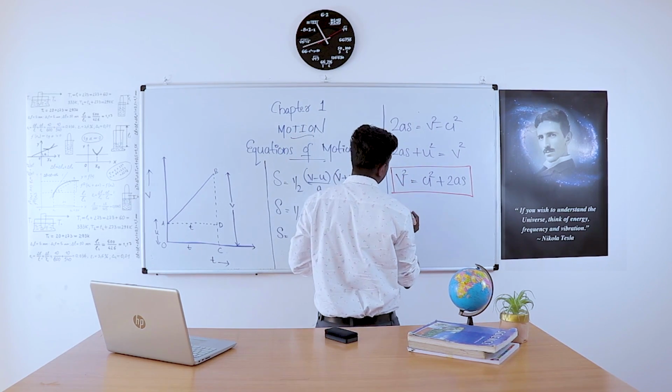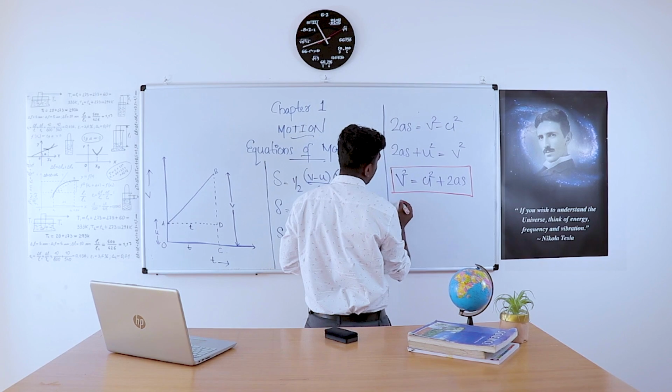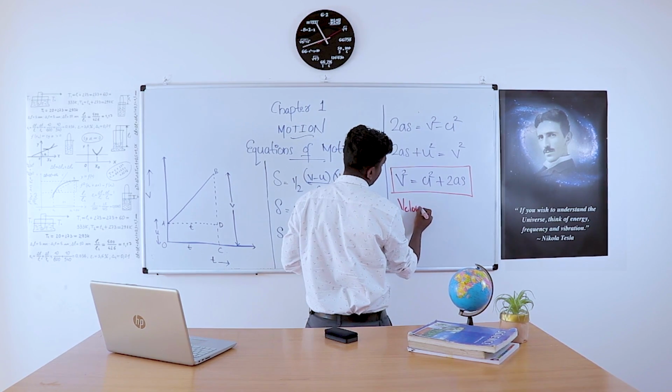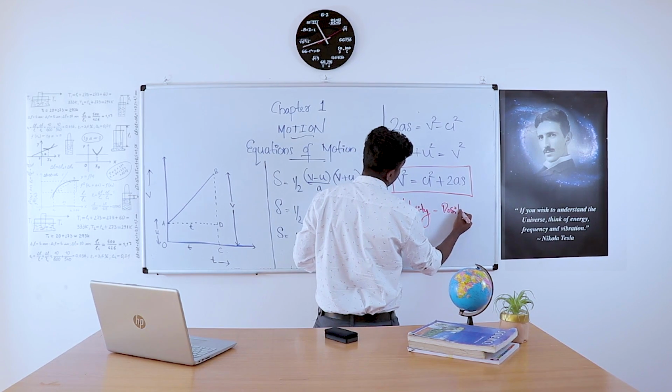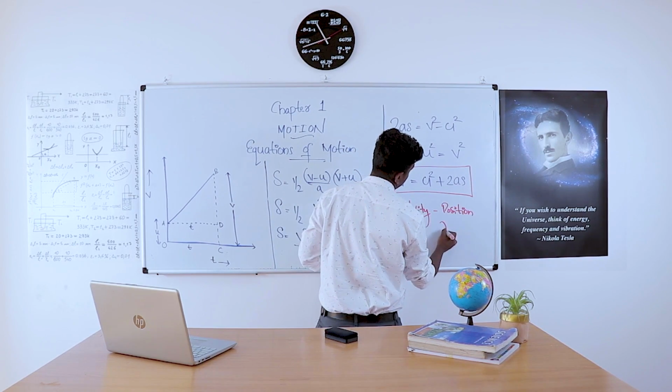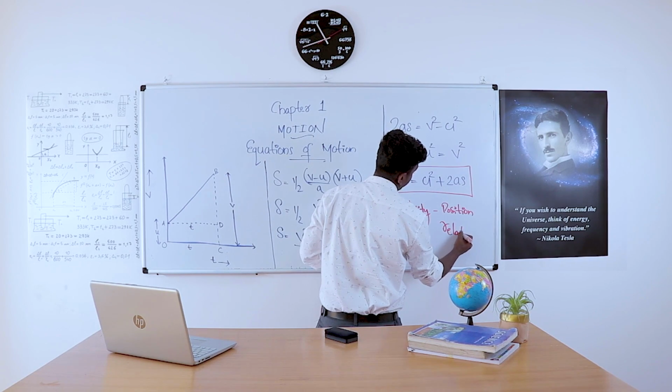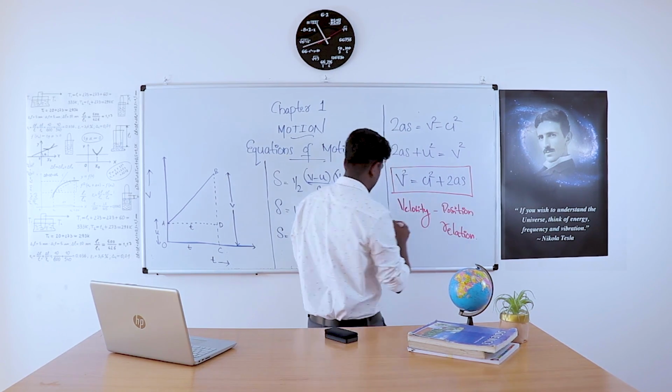This is the third equation of motion and we call it the velocity position relation.